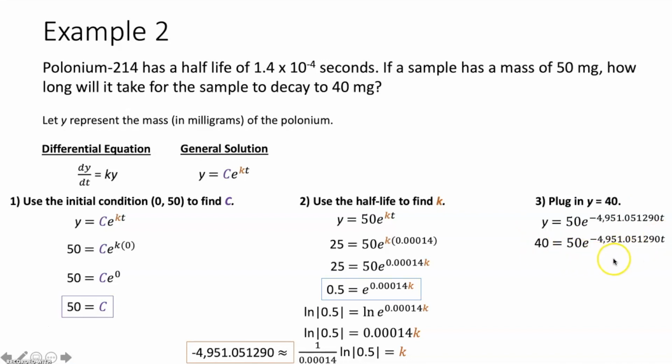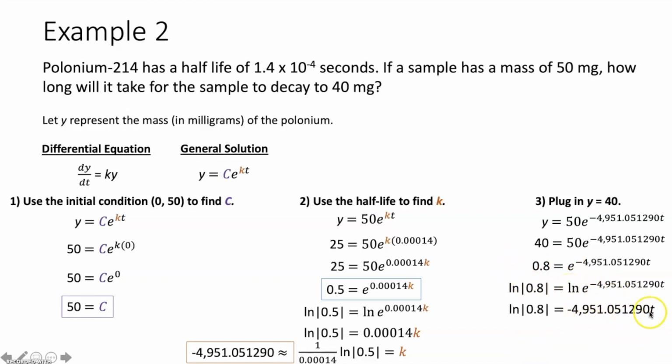So how do you solve this equation for t? Well, you divide both sides by 50, and then we need to get t out of the exponent. So the way we cancel out e is we take the natural log of both sides. Over here, ln of e, those two things cancel each other out. That's why we did it. And we just get this big number times t is equal to ln of 0.8. Divide both sides by this big number, we get t is approximately equal to this decimal.